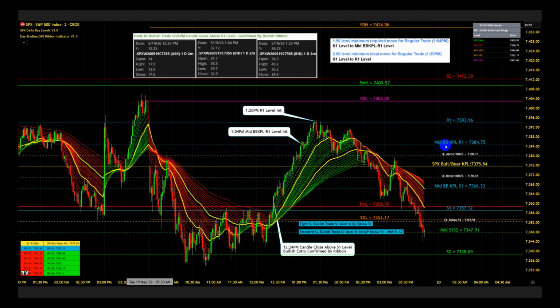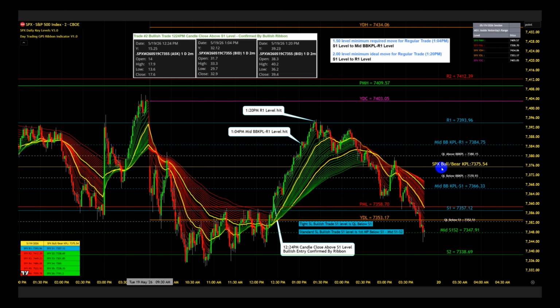The 1.5 level is going to be this mid BBKPL R1, and the 2 level minimum ideal move is going to be the R1 level, as that is 2 full levels away. In this case, there is no micro scalp opportunity because there is no contextual level that happens to occur before the bull bear key price level before the 1 level move.